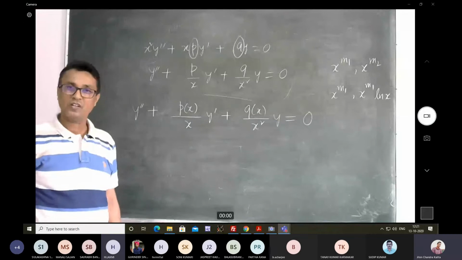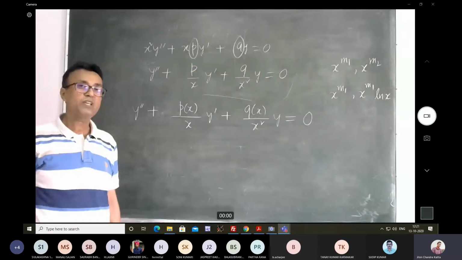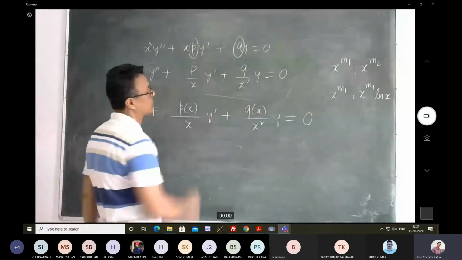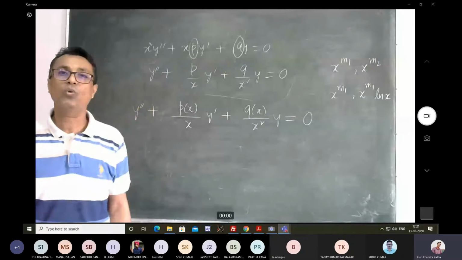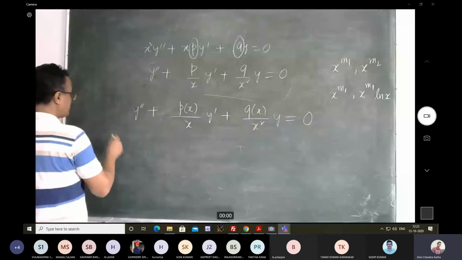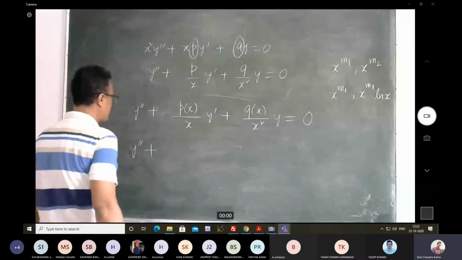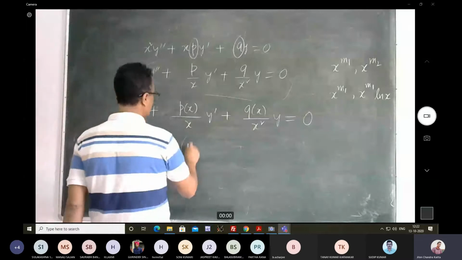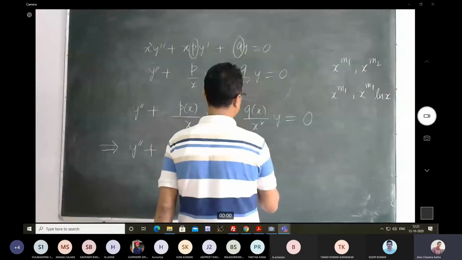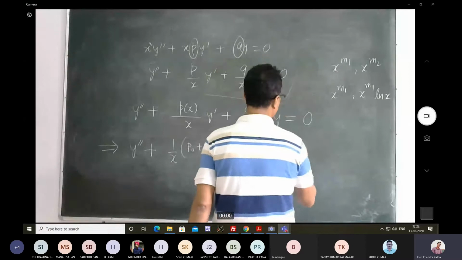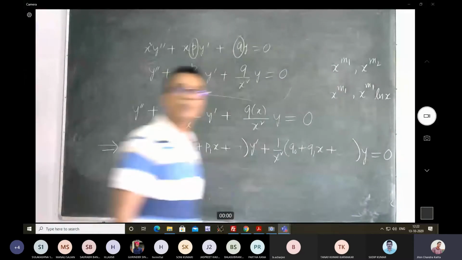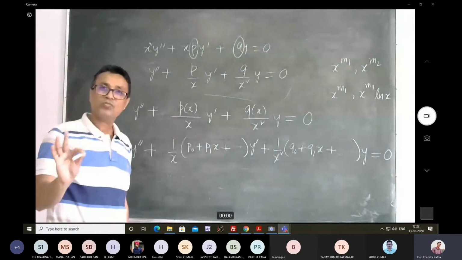Fine. And if I assume that this small p(x) and small q(x) are analytic about the origin, about x equal to 0, then definitely I could have written this as something like y double prime plus (p0 plus p1 x and so on) by x times y prime plus 1 by x squared times (q0 plus q1 x and so on) into y, equal to 0. Is it okay? Fine, so far so good, right?